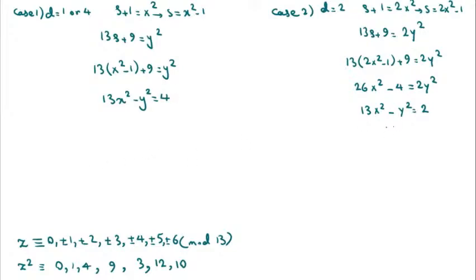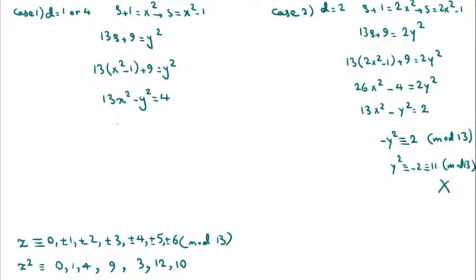Now, in this case, for example, if you consider mod 13, negative y squared mod 13 is 2, because 13x squared is 0. So y squared is negative 2, which is 11 mod 13. So we will see it is impossible. So we don't need to check this case.